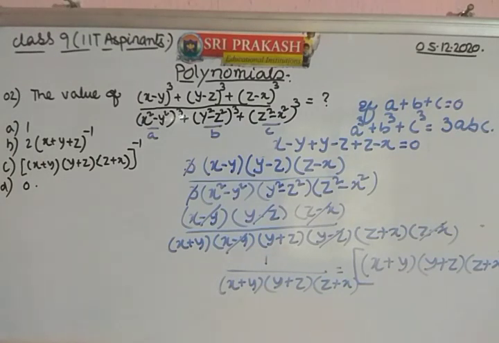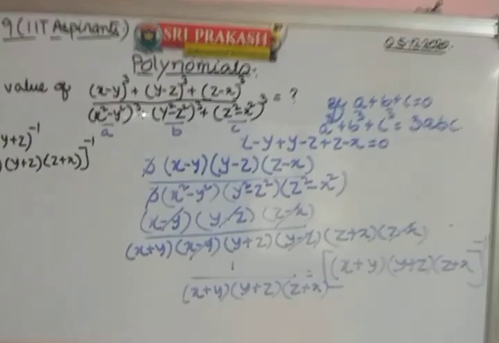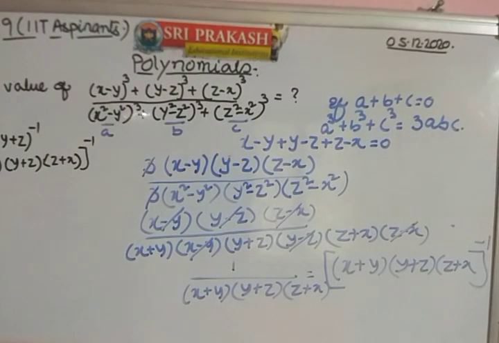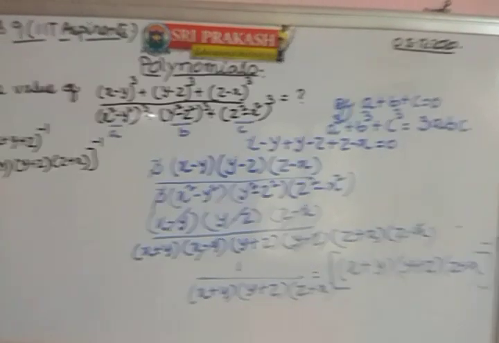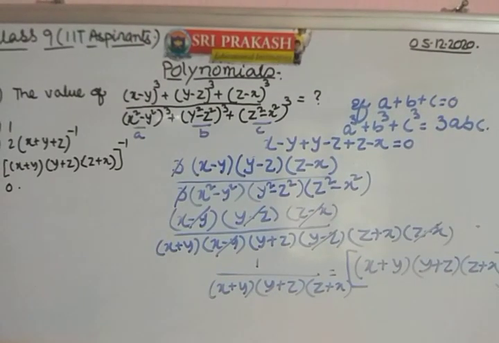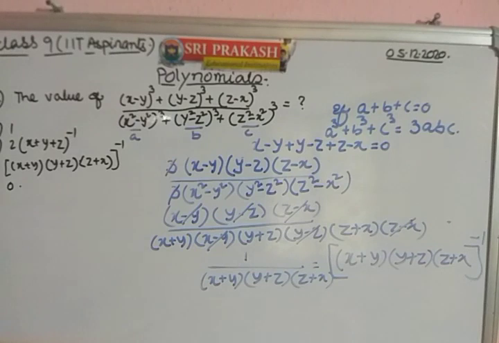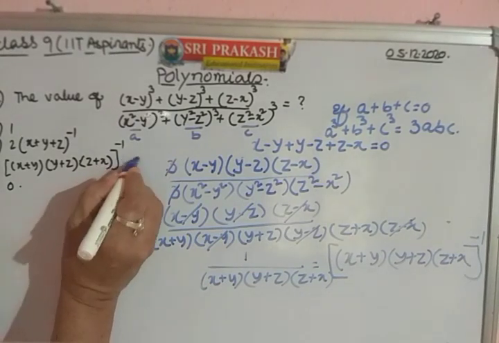So, what is your right option? Your right option is minus 1. So, your right option is what? Your right option is C. C is your right option. Clear?